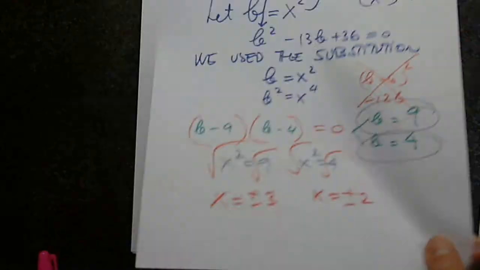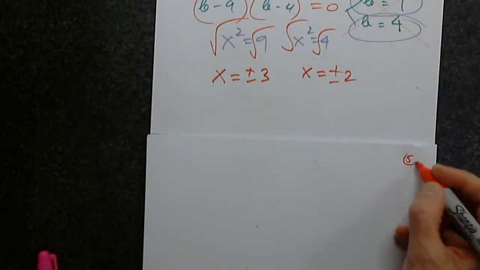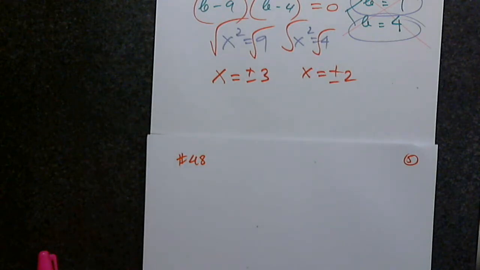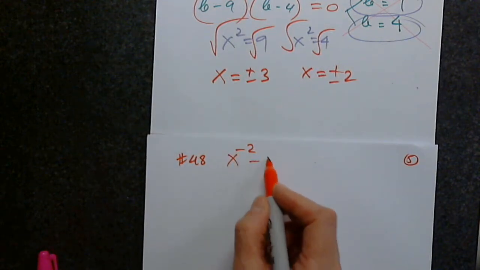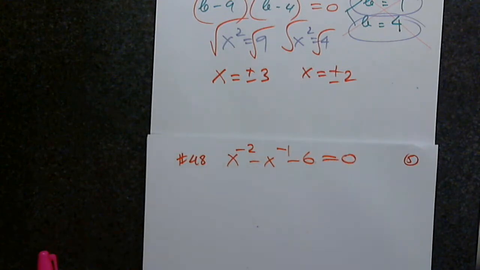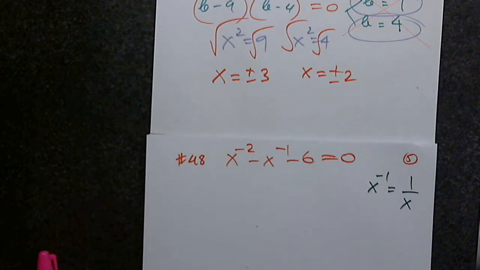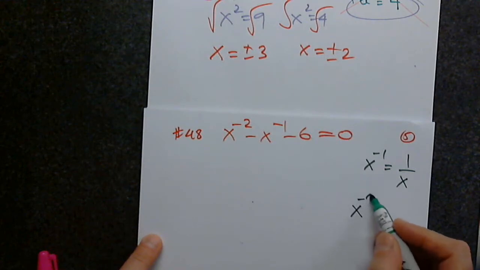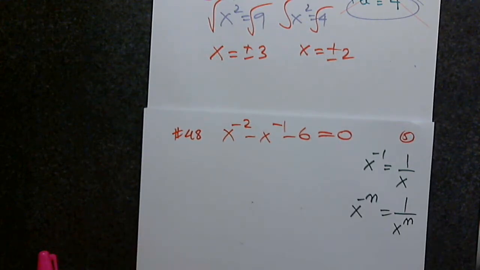Okay, what about 48? Same page, 48. X to negative 2 minus x to negative 1 minus 6 equals 0. Can anyone refresh our memory on what is x to negative 1? Excellent, 1 over x. So x to negative 1 is 1 over x because of the following exponential rule. X to negative n is 1 over x to the nth power. Very good. That's the general rule, and this is for x to negative 1.